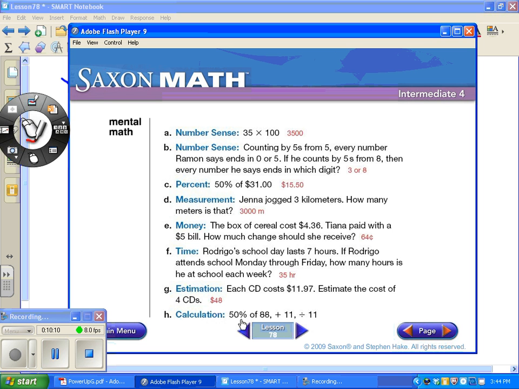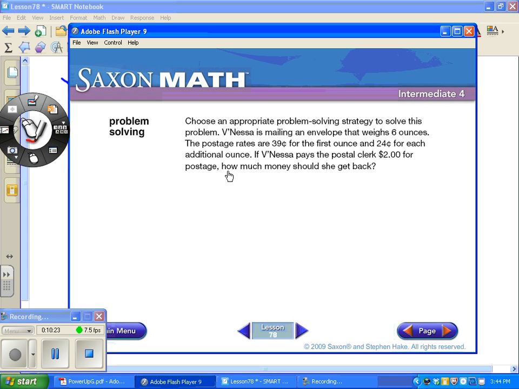Okay, calculation. Here we go. 50% of 88, that's half of 88. 44 plus 11, 55, divided by 11, 5. Okay, problem solving. Vanessa is mailing an envelope that weighs 6 ounces. The postage rates are 39 cents for the first ounce and 24 cents for each additional ounce. If Vanessa pays the postal clerk $2 for postage, how much money should she get back?